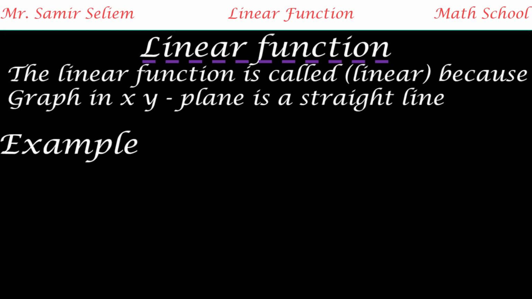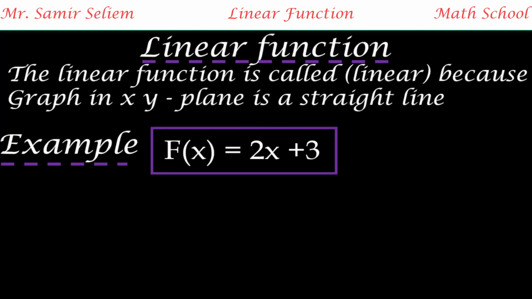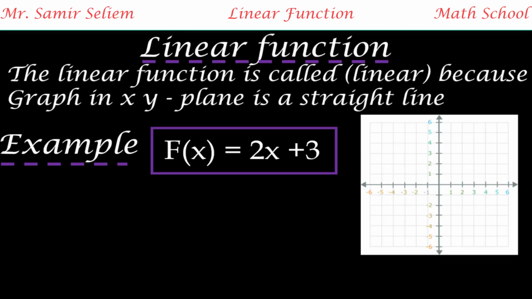Let's have an example. If we have f of x equals 2x plus 3, how can we draw this function? We will have the grid like this, x-axis and y-axis. Okay, let's find 2 points. We can find any 2 points on the grid and draw this function, but it's better to find the 2 points of the intersection of the straight line with the x-axis and y-axis.